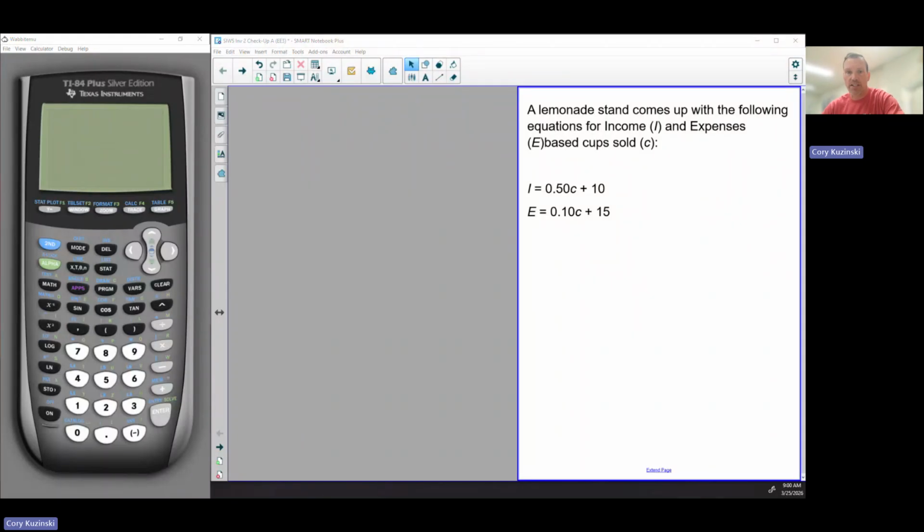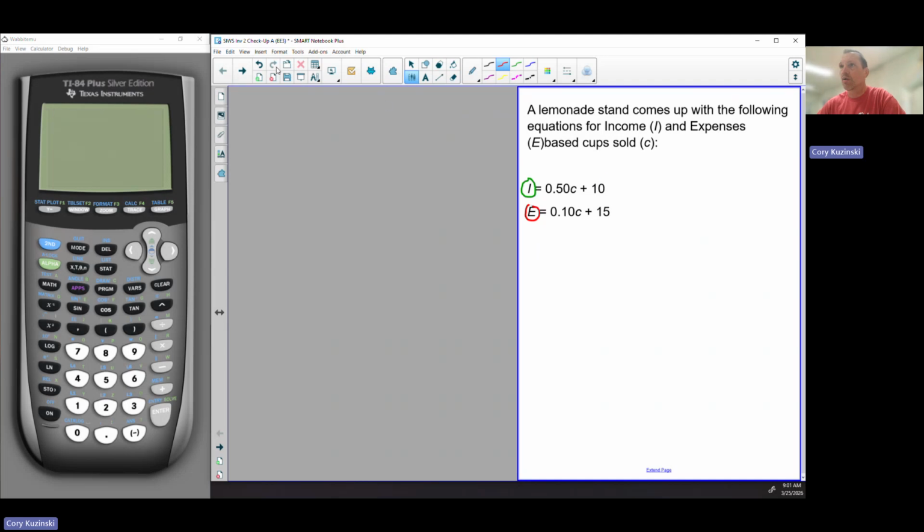Got a video showing you the solutions to the last checkup and investigation 2 of Say It with Symbols. We're combining expressions today. Here we go. We've got a couple. Let's maybe highlight or circle them. We've got our income equation and we've got our expense equation.